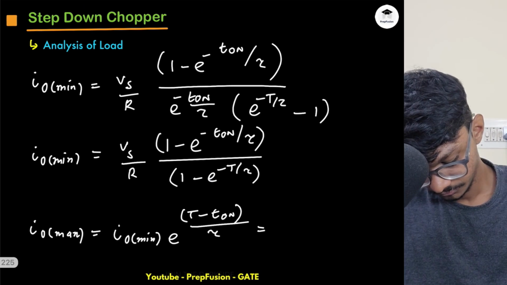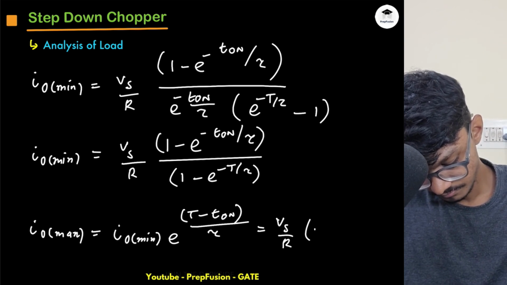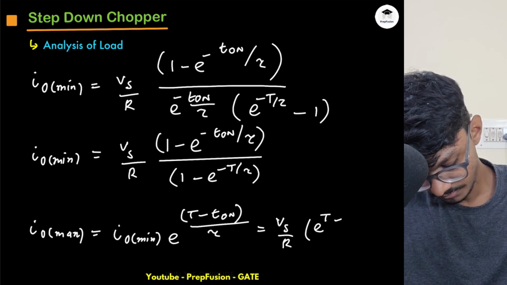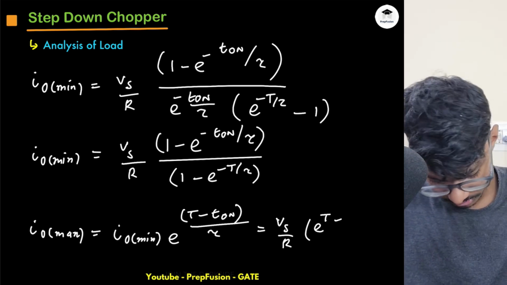So here this will be Vs by R. This will be e raised to power t minus e raised to power t on. This will be minus 2t on. What am I making a mistake here?